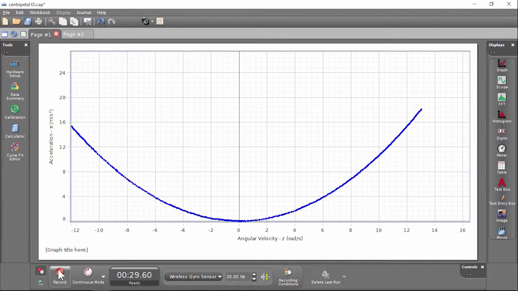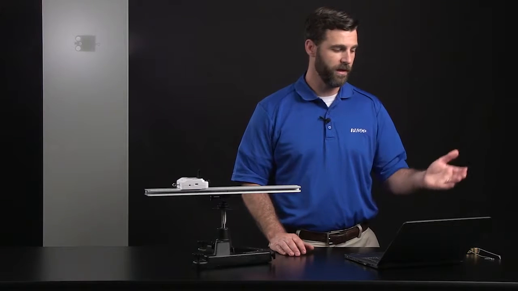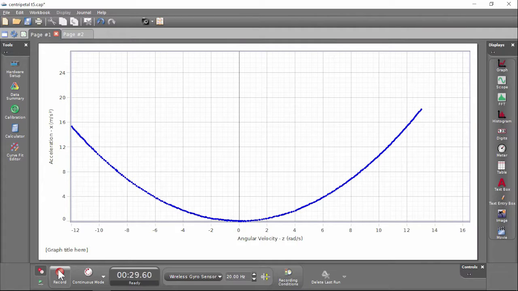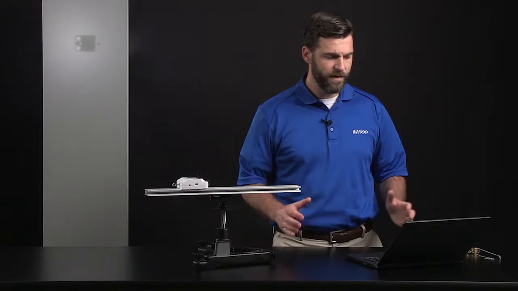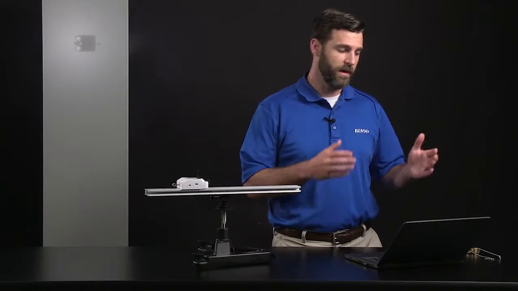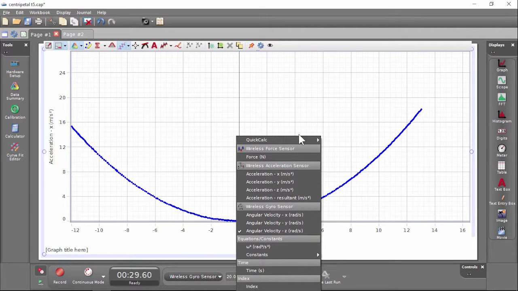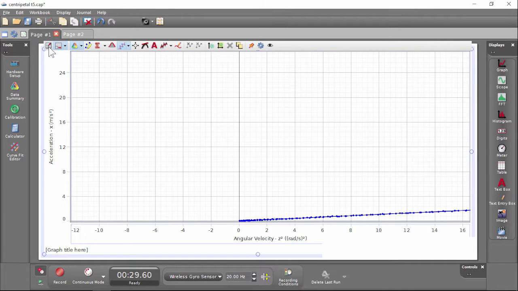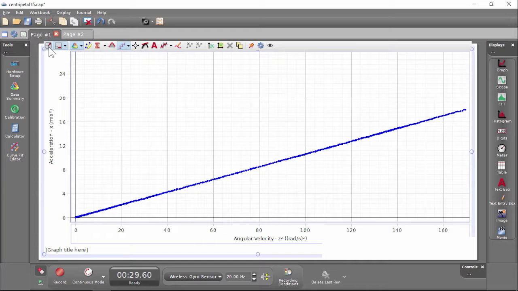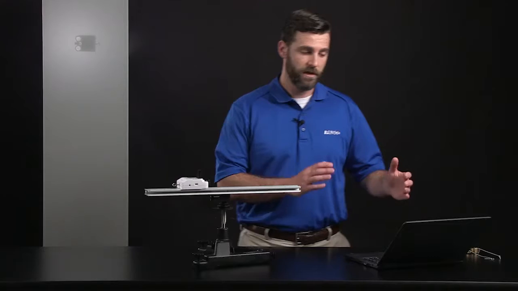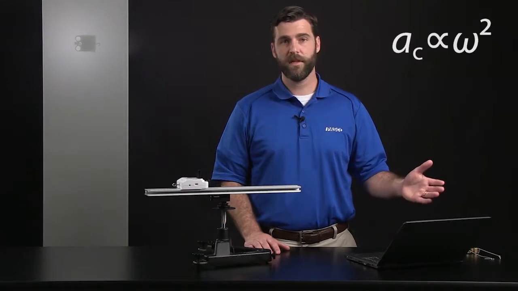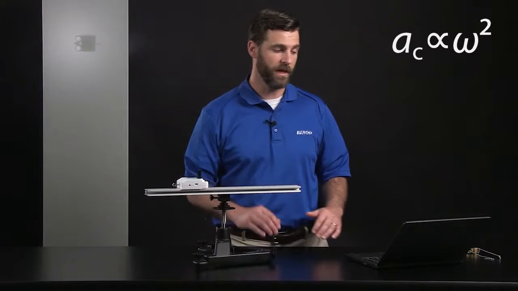All right. And we see what looks like a parabolic relationship here between centripetal acceleration and angular velocity. To see if it is in fact a squared relationship, where centripetal acceleration is proportional to the square of angular velocity, we can use these functions in Capstone called quick calcs, where I can quickly change either the X or Y axis and manipulate it mathematically to show me the square of that value. If you look at this graph, centripetal acceleration versus angular velocity squared, it looks like a nice straight line, which denotes that the centripetal acceleration is proportional to the square of the angular velocity.